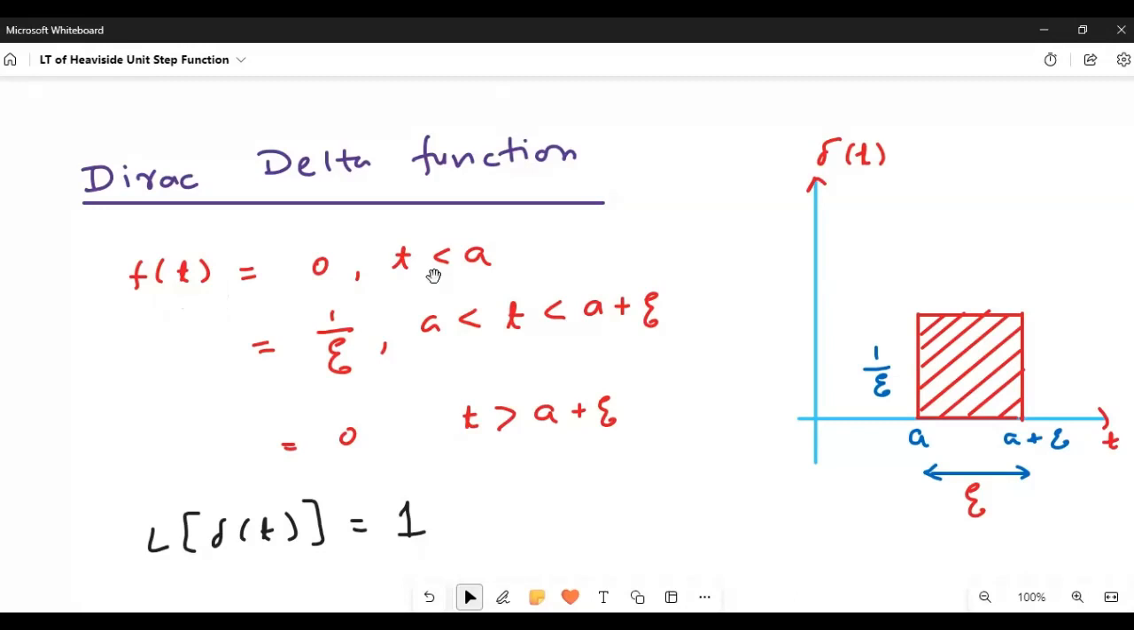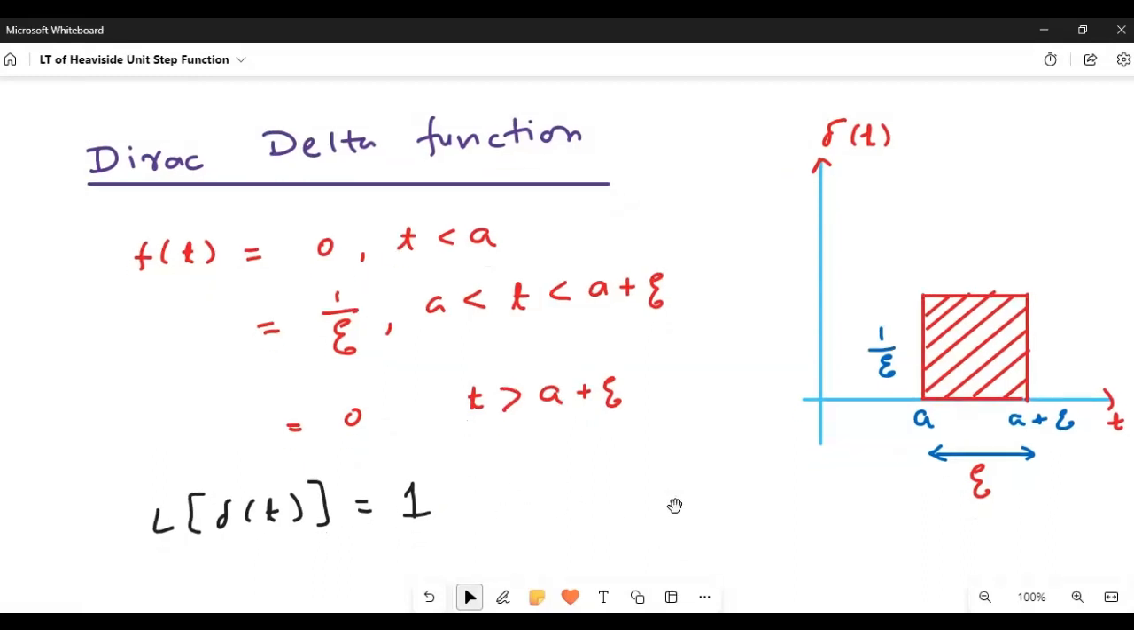So if Dirac delta function is shown here in this diagram, it has the value 0 from 0 to a, and from a to a plus epsilon. Epsilon is a very small quantity. The magnitude of the function is 1 upon epsilon. Okay, so the function is defined as f of t is equal to 0 for t less than a. It is 1 upon epsilon for t between a and a plus epsilon, and it is 0 again for t more than a plus epsilon.